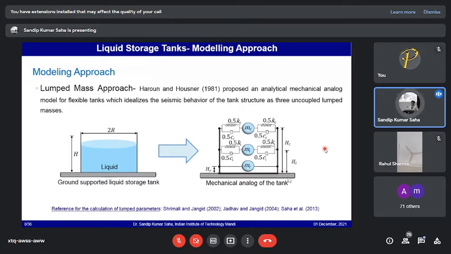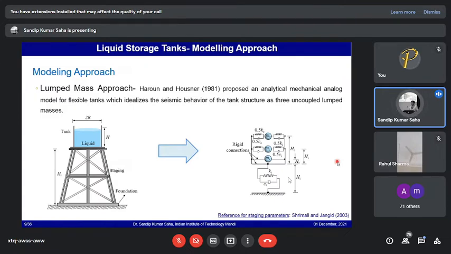So what you see here is a typical idealization of the ground supported tank. Whereas if the tank is supported on some staging, it is known as an elevated liquid storage tank. In this case, we can safely idealize the structures in two distinct categories: one is the tank structure, another one is the staging structure. And depending on the staging characteristics, the stiffness and damping of the staging can be calculated, and then the governing differential equations of motion can be derived.